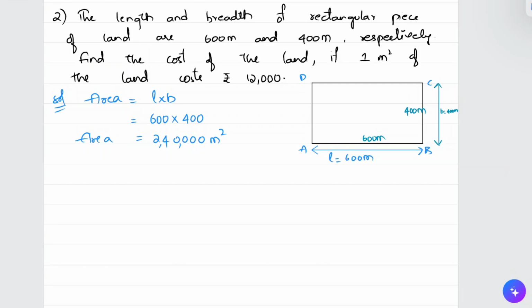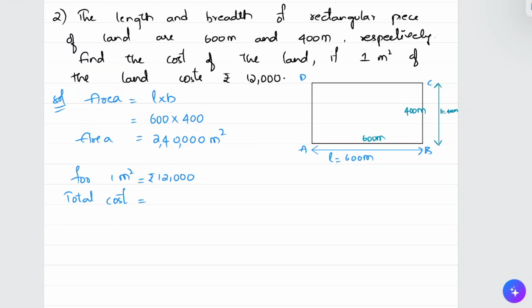Now what they are asking: find the cost of the land if 1 meter square of the land costs 12,000 rupees. So for 1 meter square, how much? 12,000 rupees. So for the total cost, what will be the total cost? Multiply 12,000 into 2 lakh 40,000.